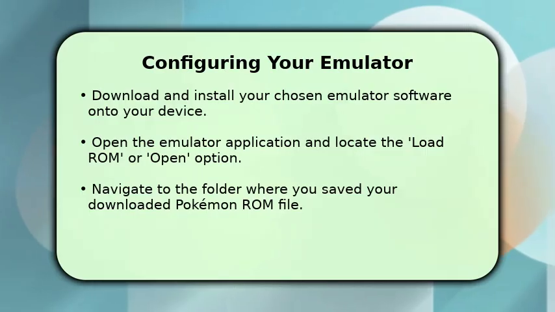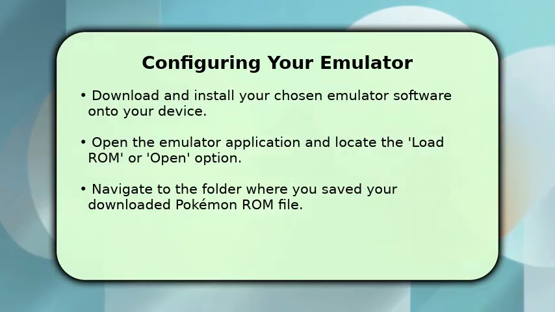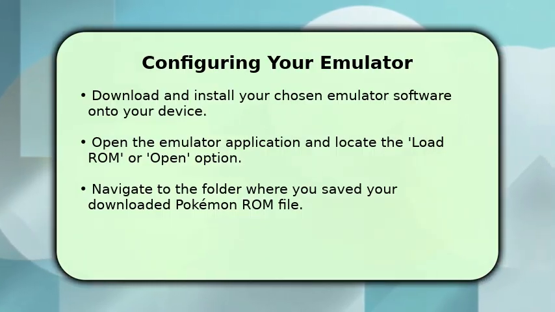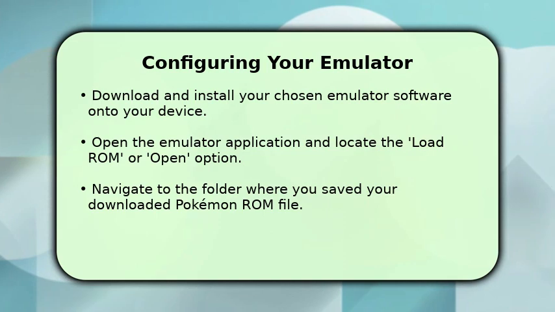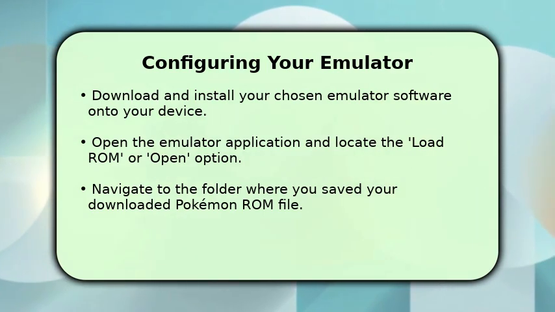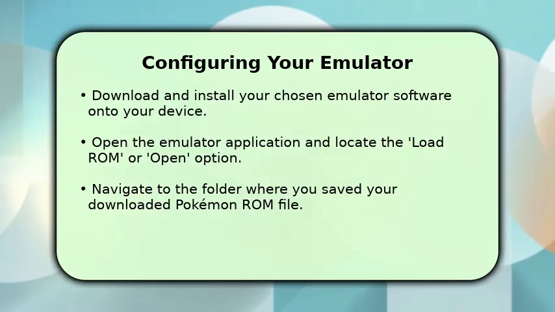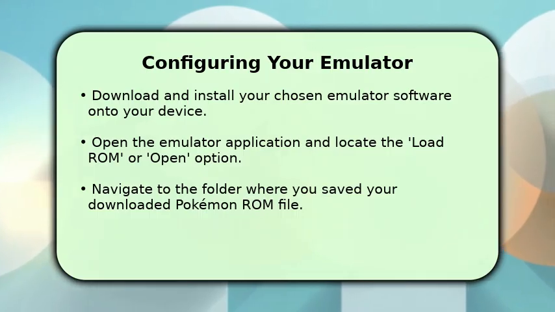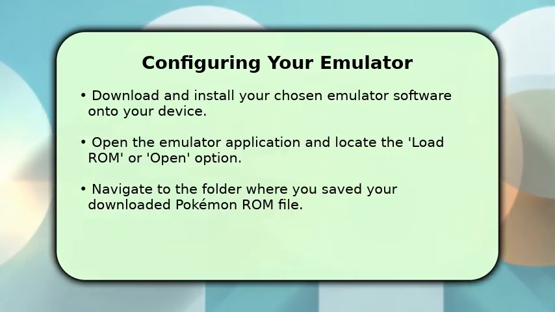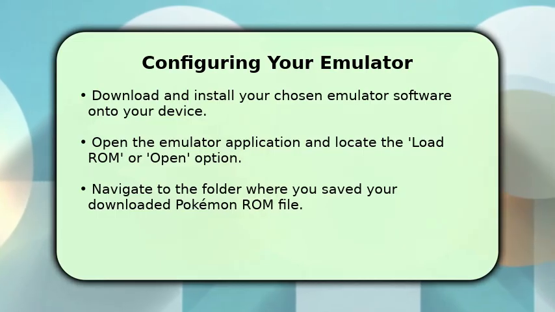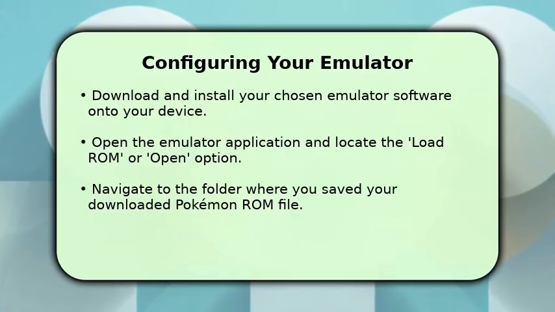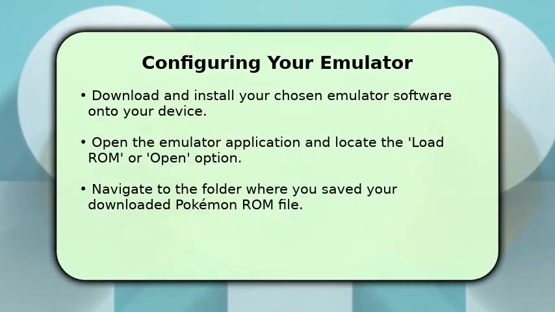Once you have your emulator and ROM, it's time to set things up. First, download and install your chosen emulator software. After installation, open the application. You'll typically find an option like Load ROM or Open in the menu. Navigate to the folder where you saved your downloaded Pokémon ROM file, select it, and the game should start. You can then customize video, audio, and control settings to your preference, perhaps mapping controls to your keyboard, or a connected gamepad for optimal play.